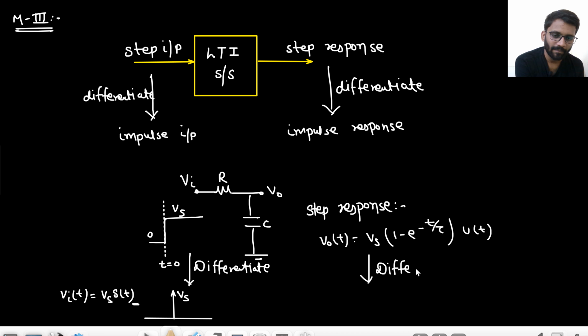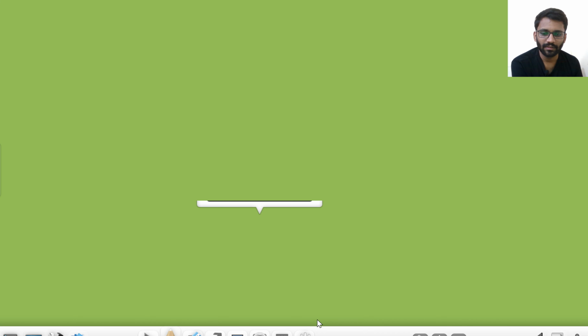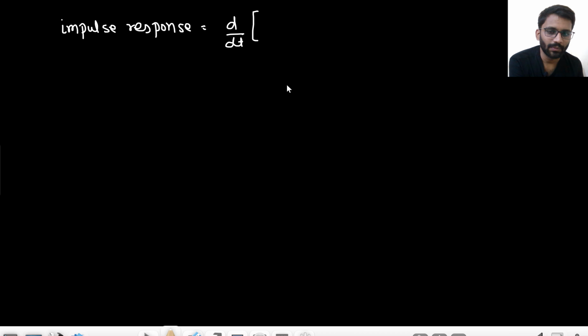Differentiate, you will get your impulse response. So what will be my impulse response? What will be your impulse response? Simply it will be d by dt of Vs into (1 minus e to the power minus t upon tau) u(t).